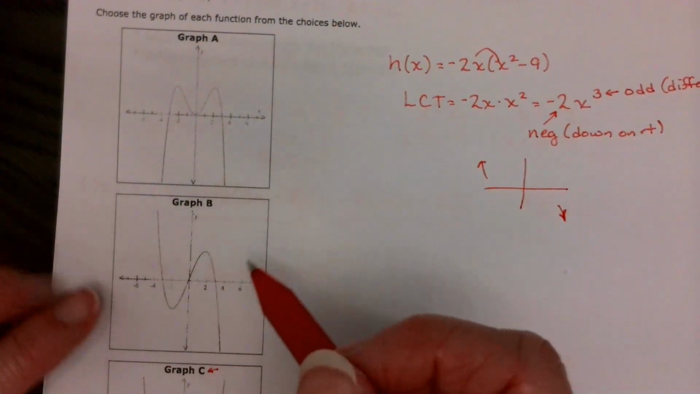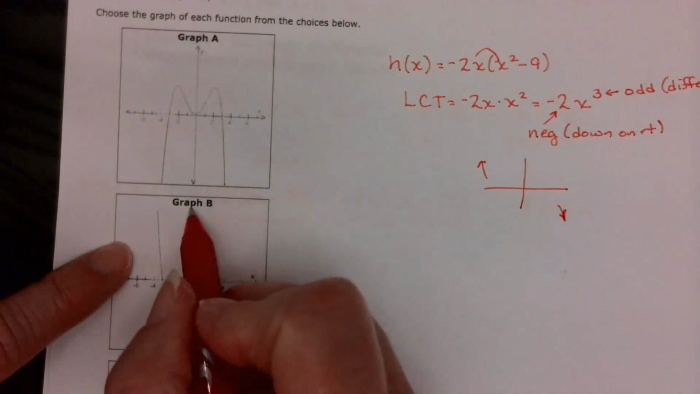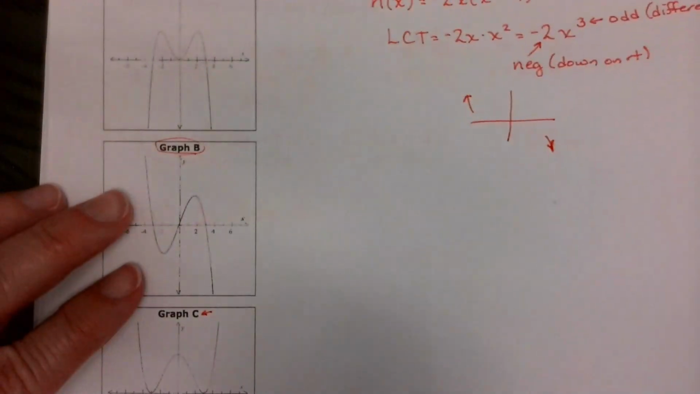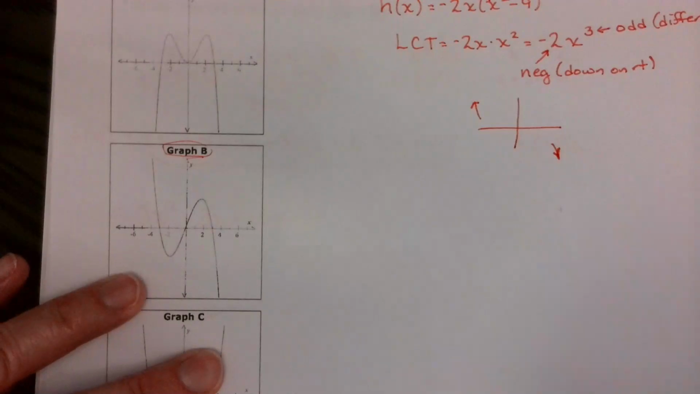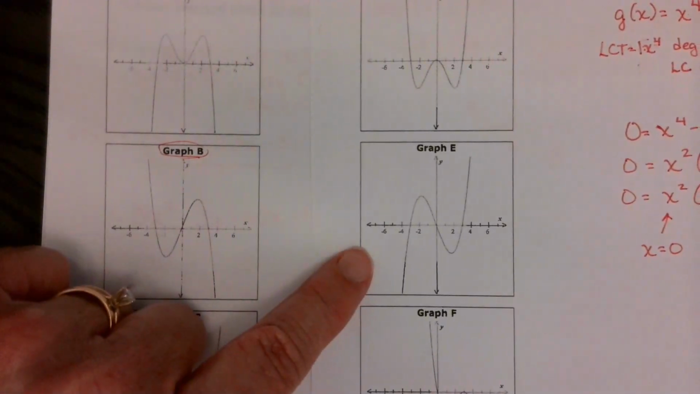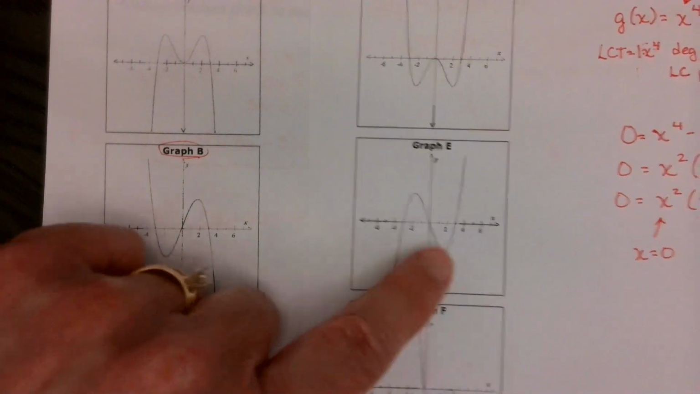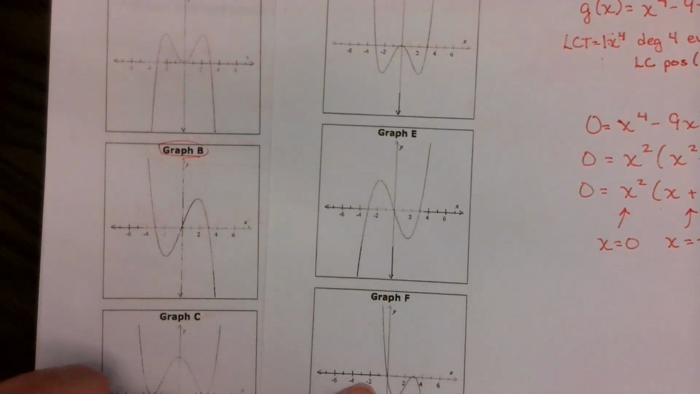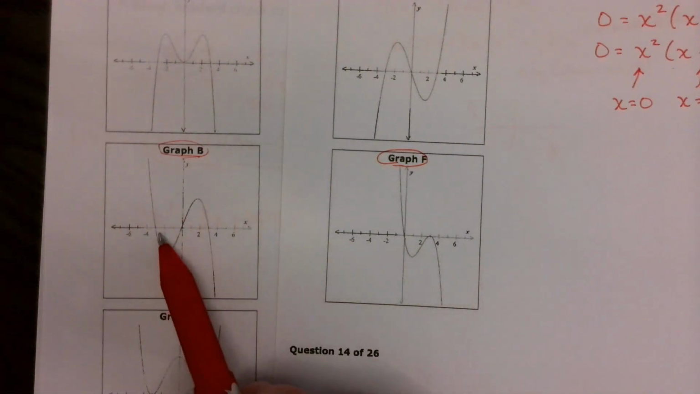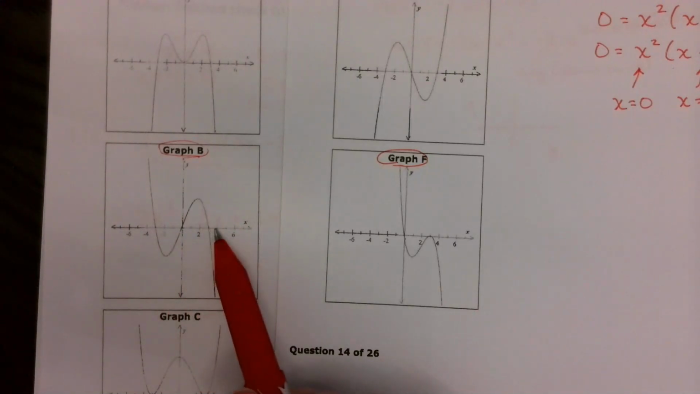So let's find our graphs. It's not A. It could be B. I'll just circle that. It can't be C. We know it can't be D because that was the other one. Can't be E because that one's down on the left, up on the right. But it could be F. So it's between B and F. Well, let's look at the difference. This has a 0 of 0 and 3. This one has zeros of negative 3, 0, and 3.